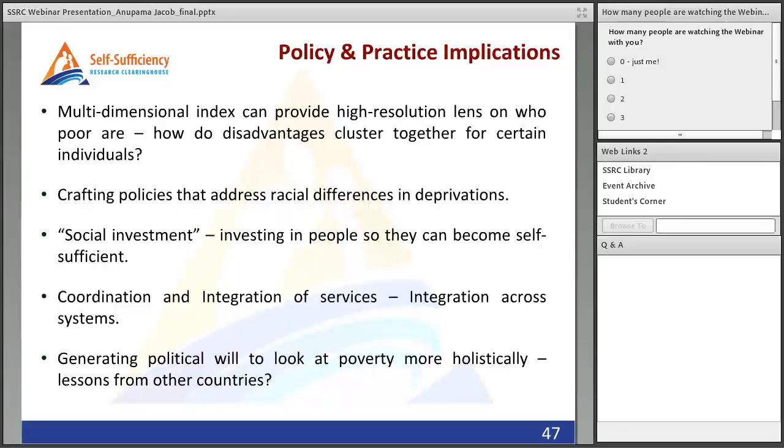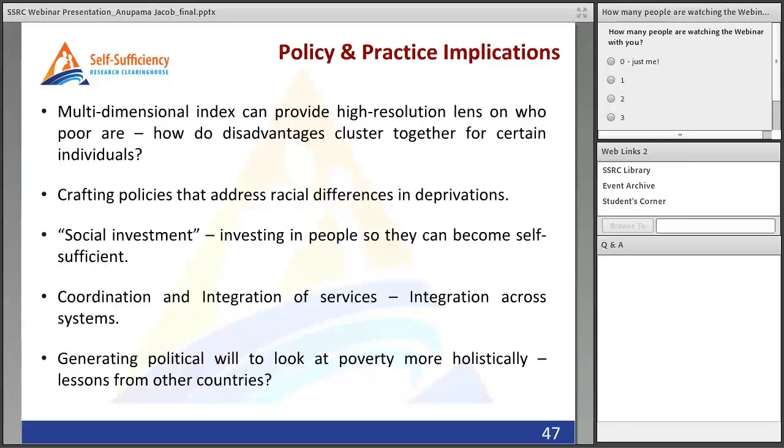Multidimensional measures can therefore complement income measures of poverty by acting as a high-resolution lens on who the poor are and how deprivations or disadvantages cluster together for different groups in society. The core idea here is that poverty measurement should not be disassociated from the underlying social structures and processes that create poverty.